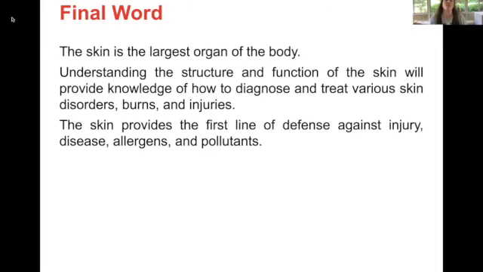Okay, final word. Skin is the largest organ of the body. Literally all of your skin is one entire organ. It does so much. And so knowing all the different parts about skin is actually extremely important. Your skin is also the first line of defense against almost everything. So you really have to pay close attention to all of that. So that is chapters 1, 2, and 3.